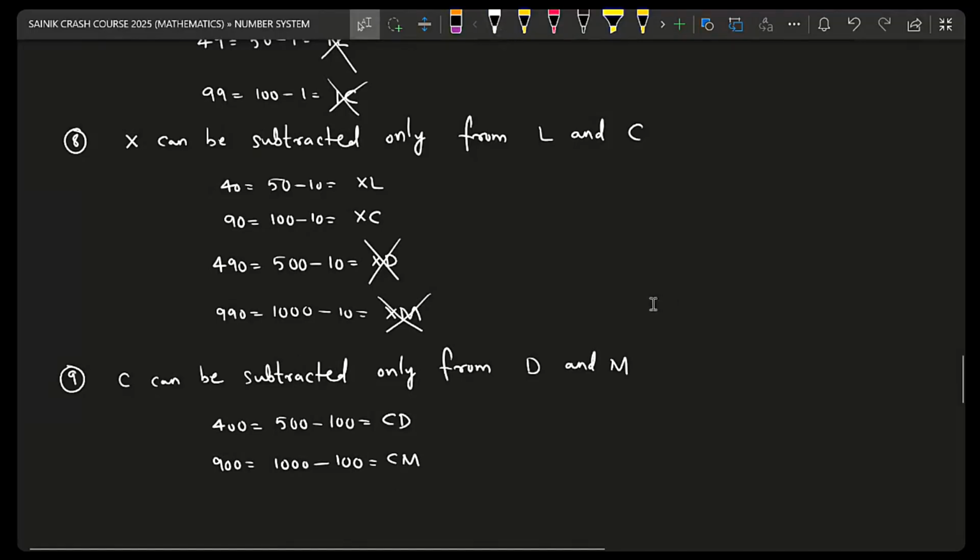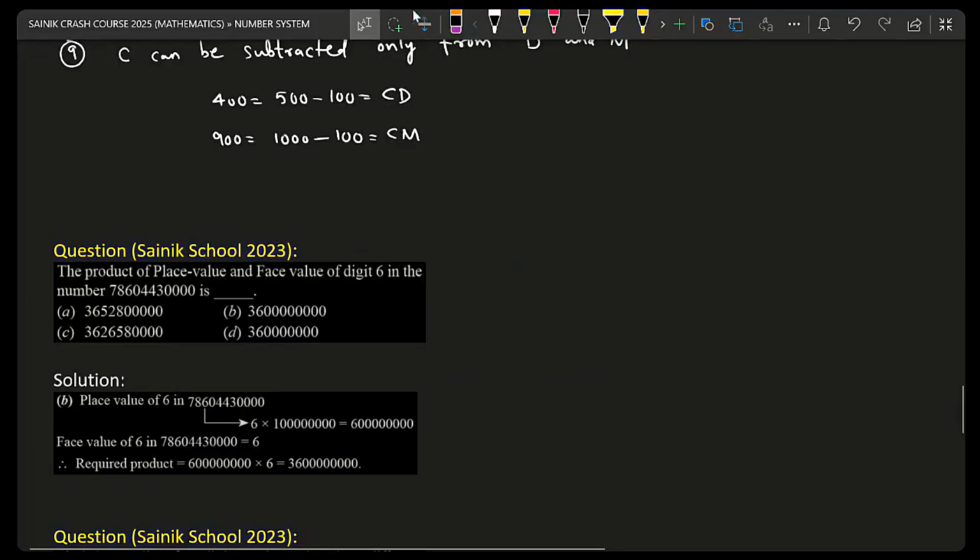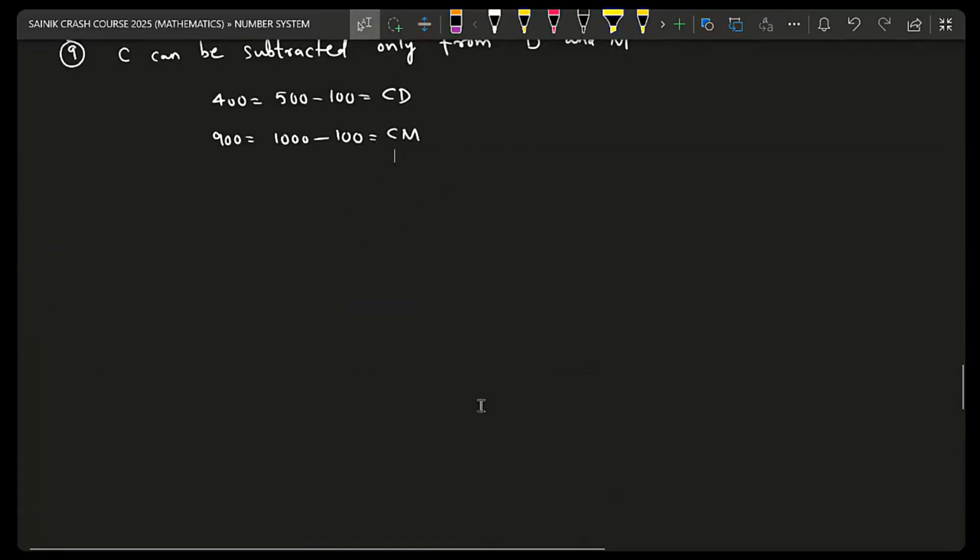And then the 10th rule. The 10th rule is also a very important rule and you have to remember it. Before we write the 10th rule, let us discuss one thing: how can we write numbers into Roman numerals? Is there any short trick?